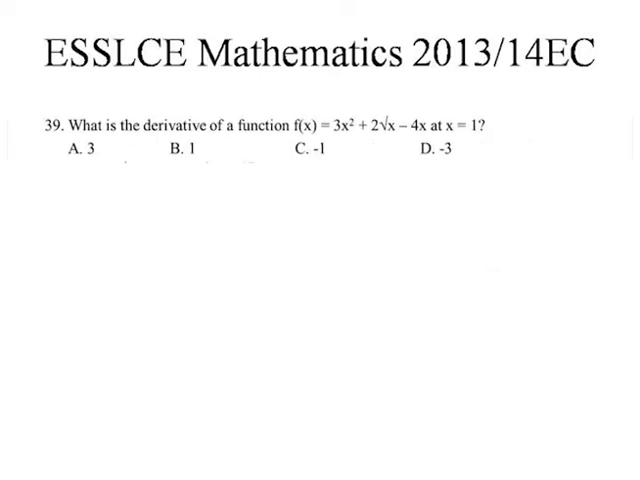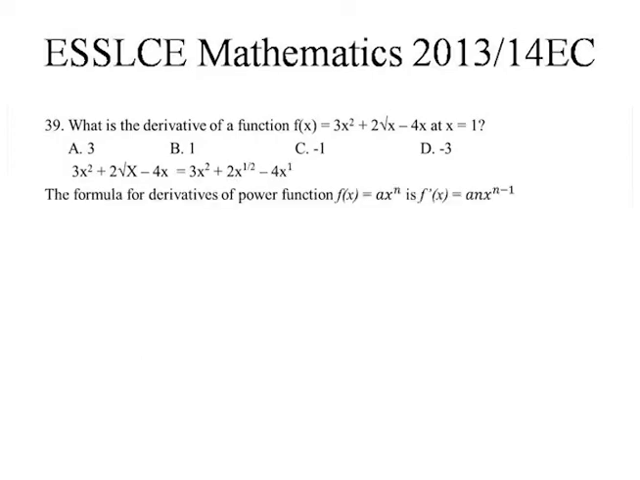Question number 39. What is the derivative of the function f of x is equal to 3x squared plus 2 root x minus 4x at x is equal to 1? The expression 3x squared plus 2 root x minus 4x can be rewritten in the form of a power function as 3x squared plus 2x to the power of 1 over 2 minus 4x to the power of 1. The formula for the derivative of power function f of x is equal to ax to the power of n is f derivative of x is equal to a times, taking n to the front, n times x to the power of n minus 1.